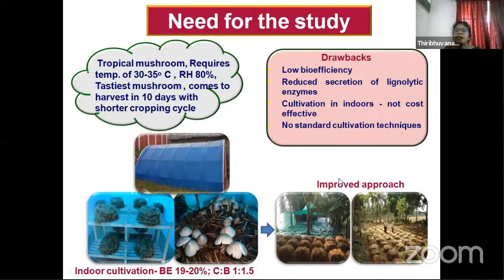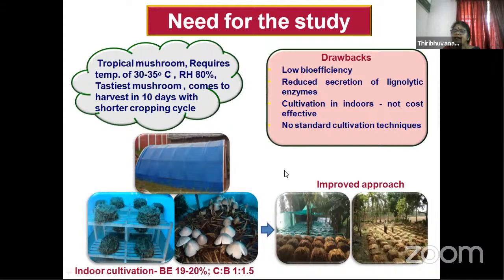However, it has a very low bioefficiency of a maximum of 20 to 23% only, because of the reduced secretion of lignolytic enzymes by this mushroom. It is not able to colonize the substrate fully and utilize it. Owing to its low bioefficiency in indoors, TNAU developed a technology in 2002 for cultivation of this mushroom indoors using a polyhouse, like how we cultivate milky mushroom. Then we developed a circular compact bed method, and we can see that the maximum bioefficiency is only around 17 to 19%, or at the maximum 20%.